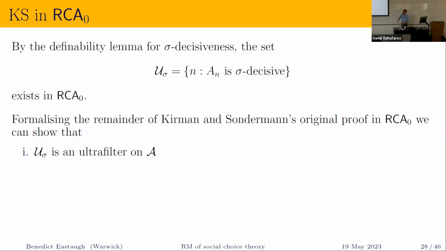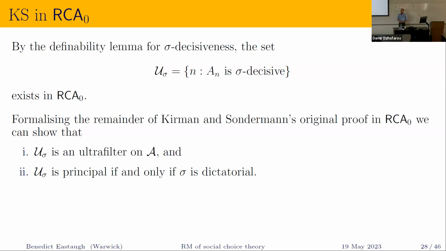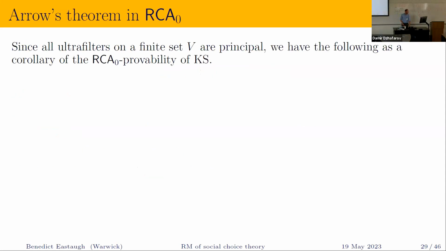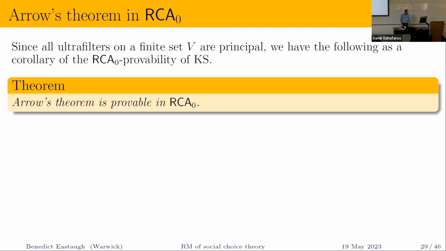And you go, look, this forms an ultrafilter on A, and it's principal if and only if sigma is dictatorial. Okay, so this Kirman-Sondermann theorem for countable societies is provable in RCA0. And then this just gives you Arrow's theorem, because ultrafilters on a finite set are principal, and you can prove this in RCA0 too. So we have that Arrow's theorem is provable in RCA0. Okay, so in some sense, success, right?